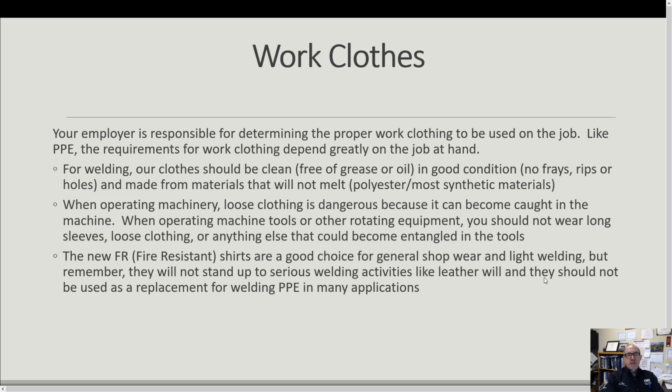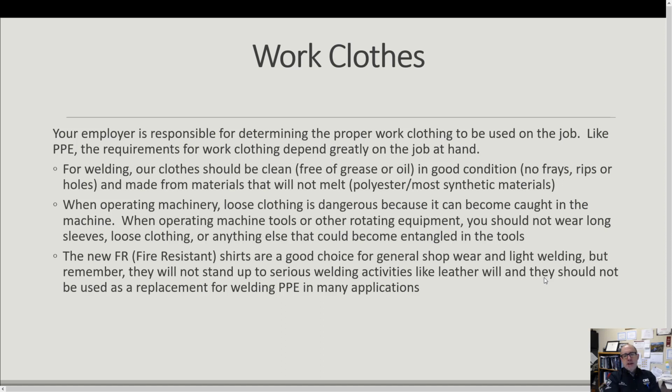Work clothes. Your employer is responsible for determining the work clothing to be used on the job. Like PPE, the requirements for work clothing depend greatly on the job at hand. For welding, our clothes should be clean, so free of grease and oil, in good condition, so no frays, rips, or holes, and made from materials that will not melt, which rules out polyesters and most synthetic materials. It's getting harder and harder to find 100% cotton stuff. That's one of the best choices for welding because it'll burn and smolder, but it won't melt to your body. The other good option is wool. It's expensive and hot in the summer, but cotton and wool are probably the two best options for work clothing.